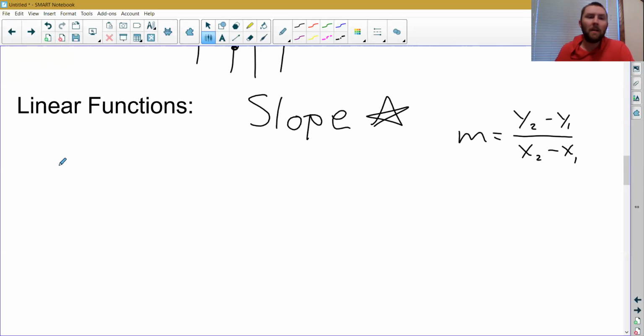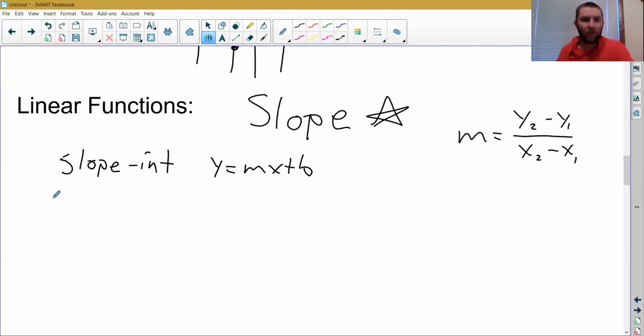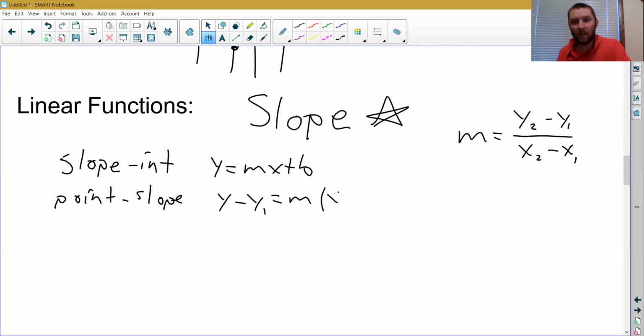We talked about slope-intercept form, which was y equals mx plus b. We talked about point-slope form, which was y minus a y coordinate is equal to the slope times, in parentheses, x minus an x coordinate, okay? And then we talked about standard form.